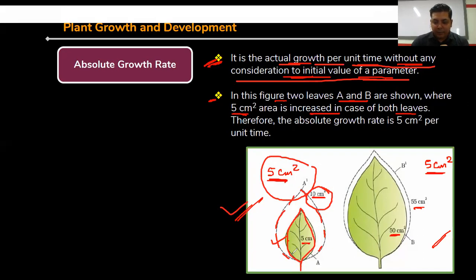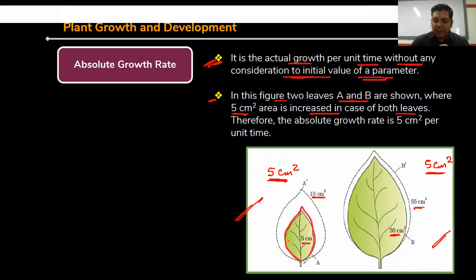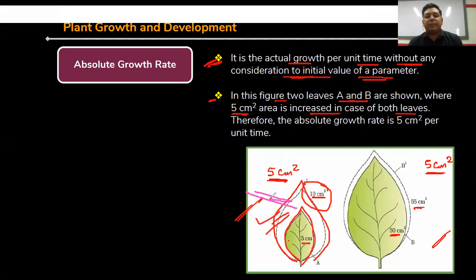Try to understand absolute growth. This is 5 cm square, right? Another 5 cm square is increased, then total 10 cm square here, right? But we are taking here only the increased portion, only the increased portion. That means we are taking only this portion. This is called absolute growth rate or actual growth rate. In this figure, two leaves A and B are shown where 5 cm square area is increased in case of both leaves. Therefore, the absolute growth rate is 5 cm square per unit time.